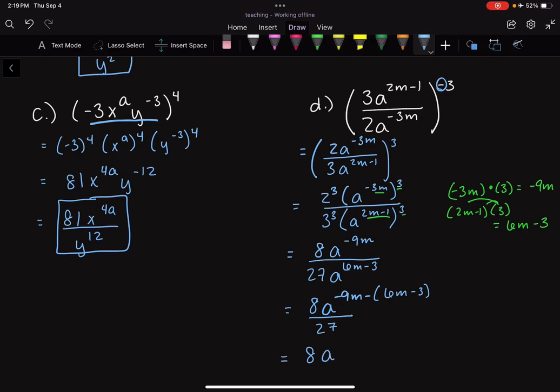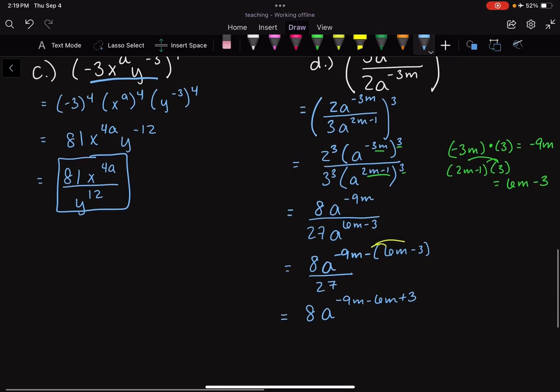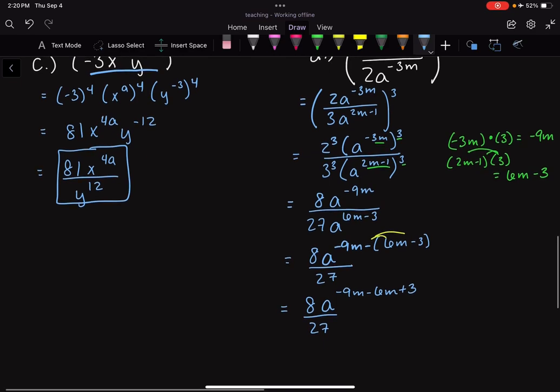But we've got to be careful here because we're going to have to distribute this negative. Again, kind of using a topic that we'll cover more later. So negative 9m minus 6m, and that would be a plus 3. So I'm having to distribute there. One more step to simplify. We get 8a to the negative 9 minus 6, which is negative 15m plus 3, divided by 27.